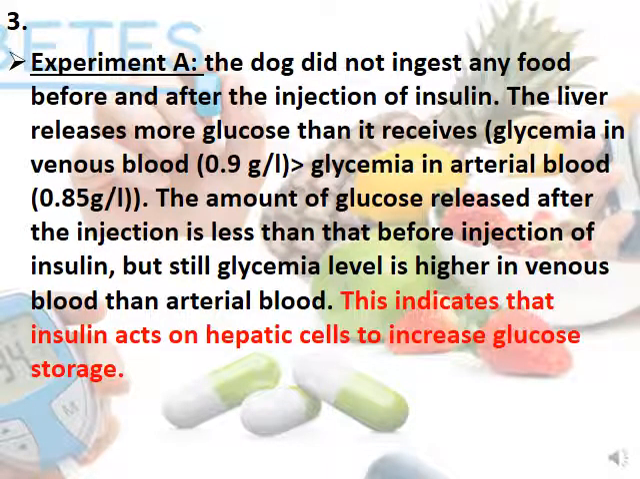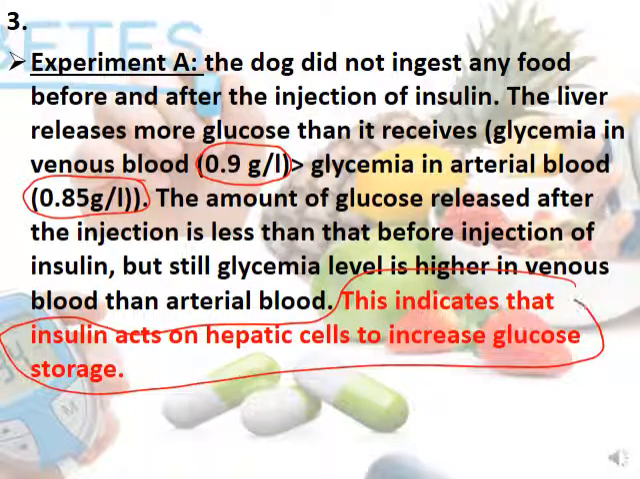Experiment A: the dog didn't ingest any food before and after injection of insulin. The liver releases more glucose than it receives. Glycemia in the venous blood, which was 0.9 gram per liter, was higher than in the arterial blood, which is about 0.85 gram per liter. So the amount of glucose released after the injection is less than that before the injection of insulin, but still the glycemia level is higher in the venous blood than the arterial. So this means that insulin acts on the hepatic cell to increase the glucose storage.